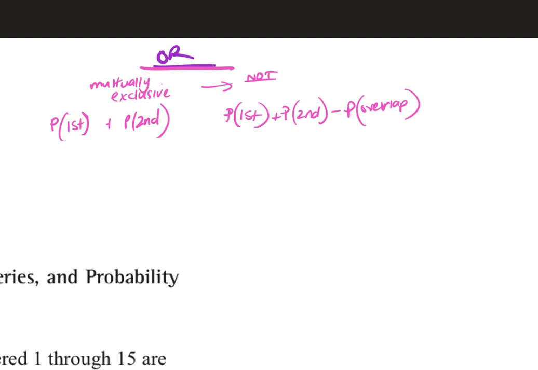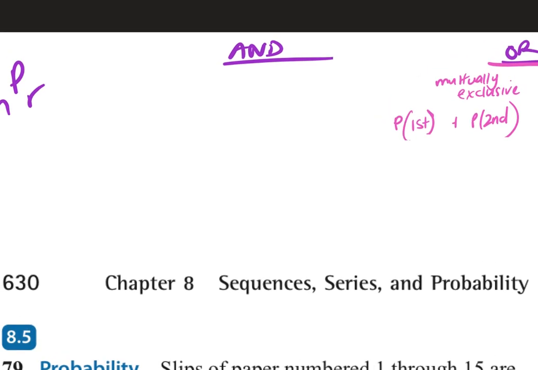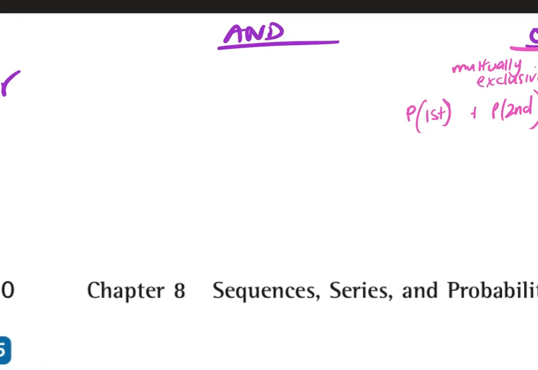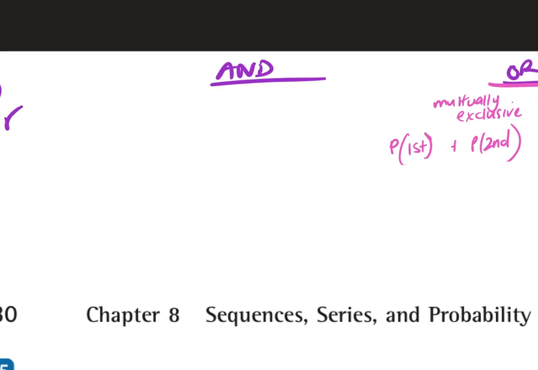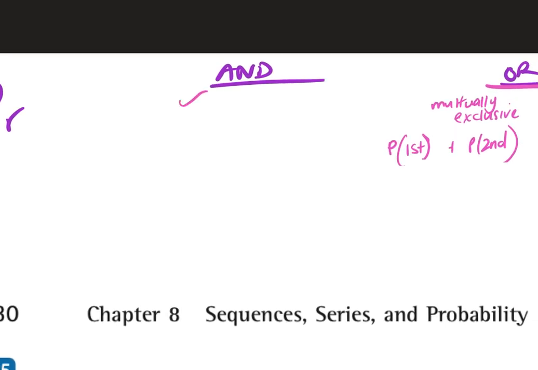Then you've got an "and" statement. An "and" statement would say something like, you're pulling 2 cards out of a deck. What's the probability of getting a heart and a club? And for these, we need to know if they are independent or dependent?